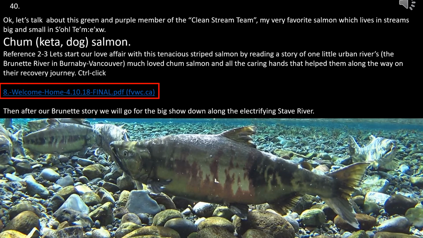Let's begin by telling a story about one little urban river, the Brunette River in Burnaby, Vancouver, where their much-loved chum salmon have recovered, and we'll be talking about all the caring hands that helped them along the way on their recovery journey. When we're finished this story, we'll move on to the second story about the electrifying Stave River.